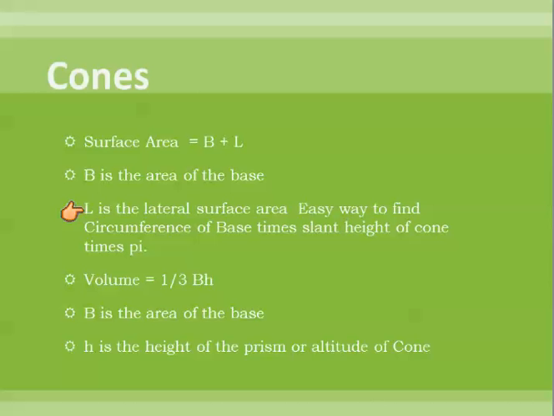The volume: 1/3 of the area of the base times the height. This is the area of the base, circle again. The height is the altitude of the cone. It is not the slant height. It's not the one up the side of the cone. It is the one that goes from the vertex to the base, making a 90-degree angle.